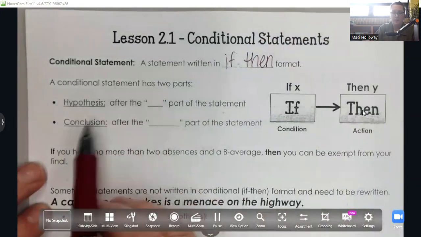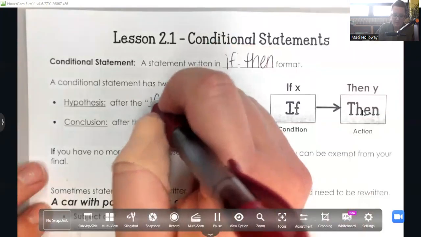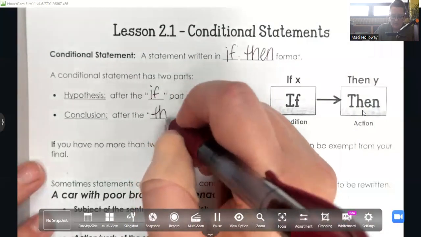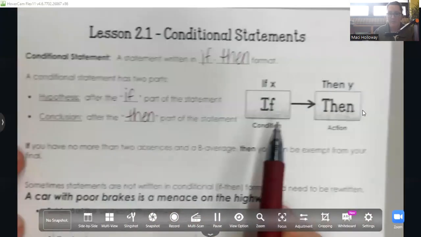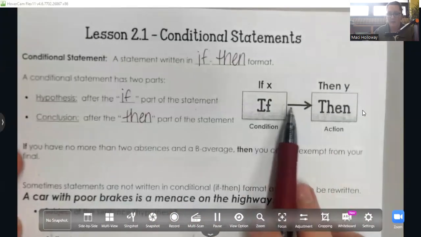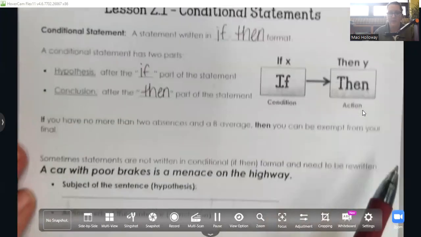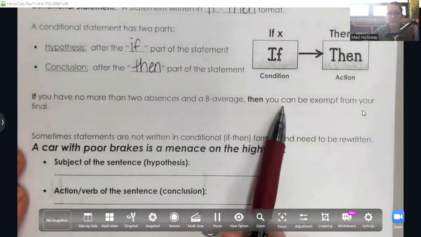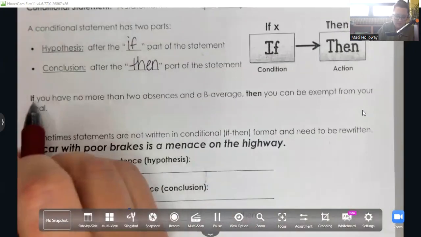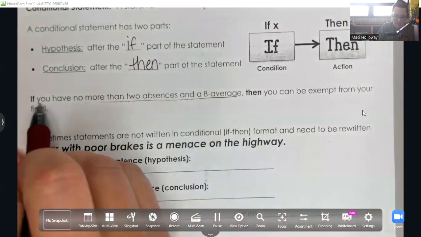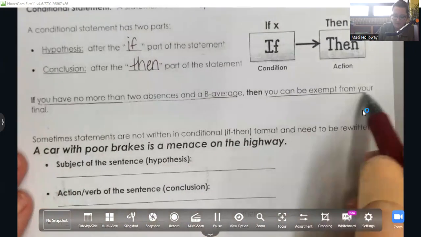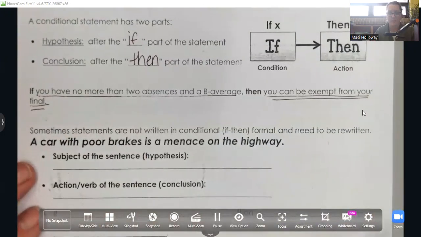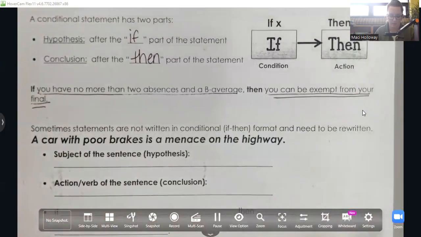So a conditional statement has two parts. It has a hypothesis, which is the if part, and a conclusion after the then part of the statement. So if X, then Y. You can see it moving with this arrow here. If you have no more than two absences and a B average, then you can be exempt from your final. So this part after the if is your hypothesis, and this is your conclusion. So hypothesis and conclusion. If something happens, then another thing happens, right?